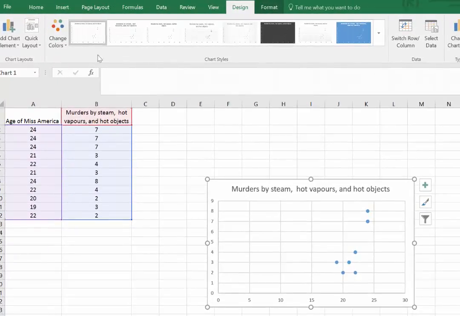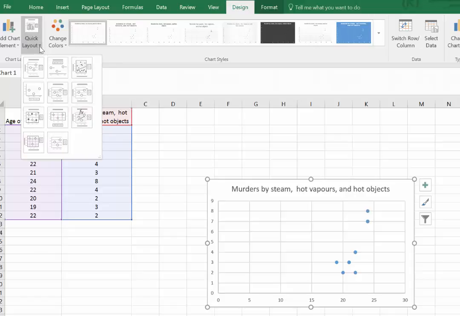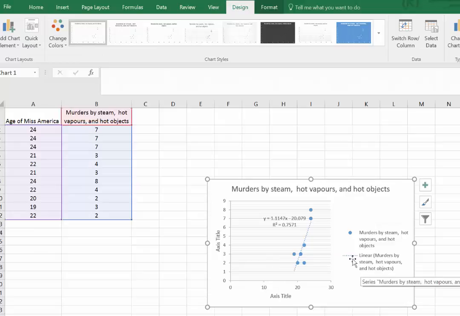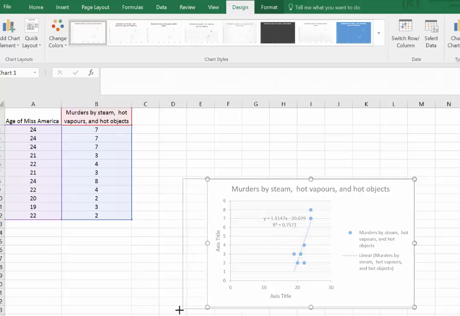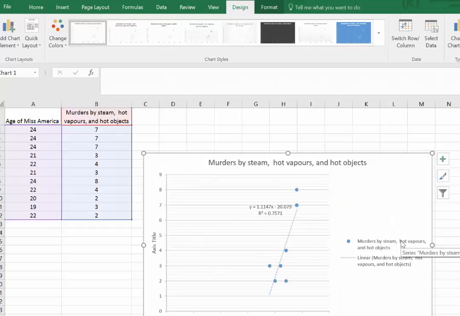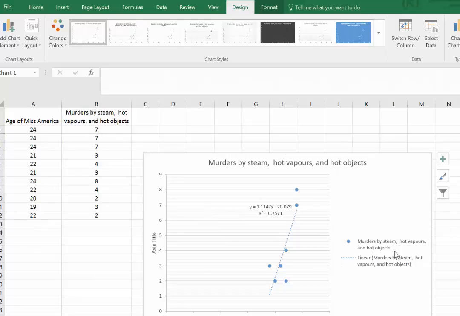And then I'm going to go to the quick layout, and I want one that has labels for the X and Y axes, a place for a title, the line on the graph, and the equation, and it looks like that's going to be this one right here. Yep. Okay, and it gave us part of the title, so we don't have to enter all of it. So I'm just going to make this a little bit bigger. We don't need the legends over on this side, so I'm just going to delete that.